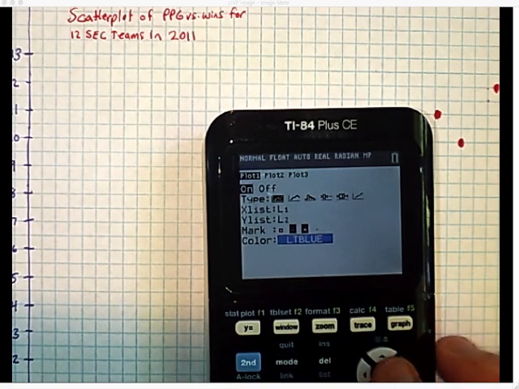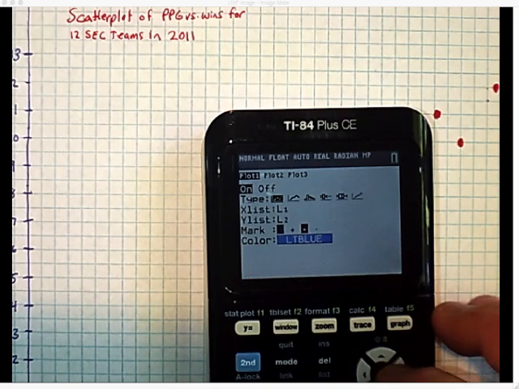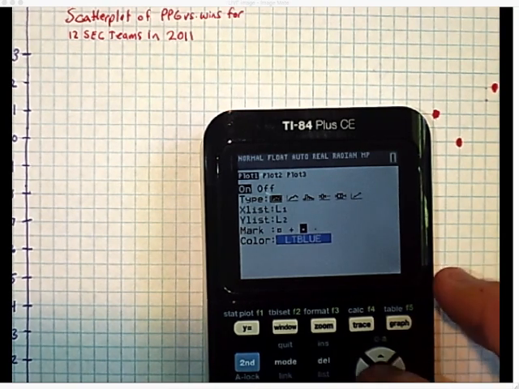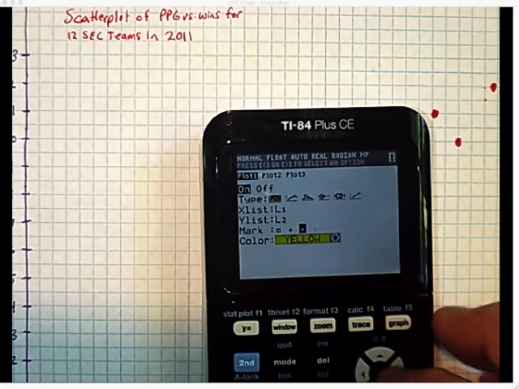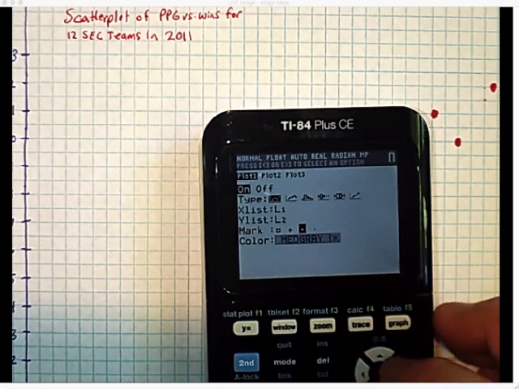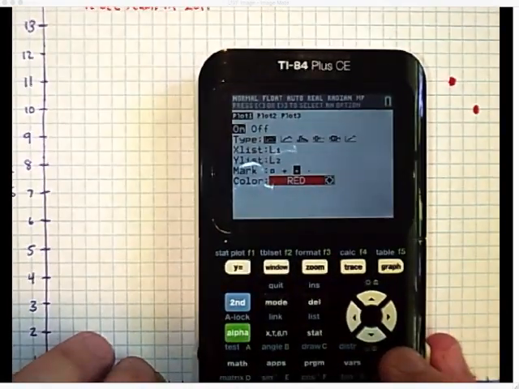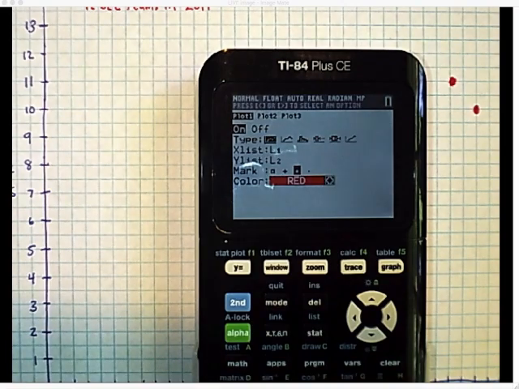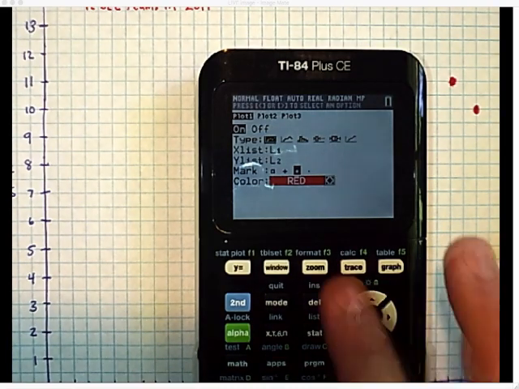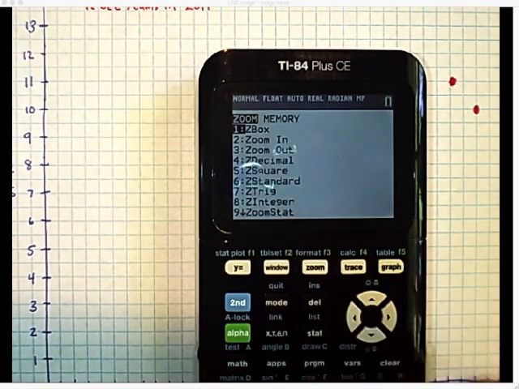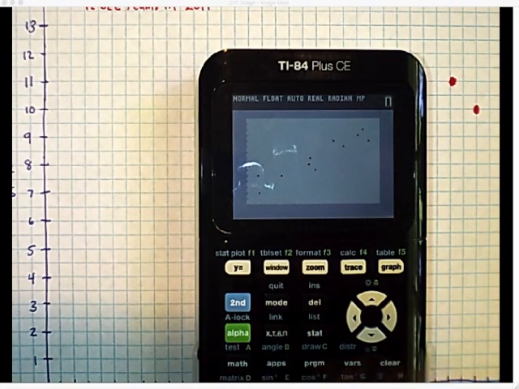You can choose what type of mark you have. You can put like an open circle, you can put a plus, you can put a big dot, you can put a small dot. I'm just gonna choose the big dot. And you can change the color if you'd like. And so I can change this to red, for instance. All right. So after you do that, okay, just go zoom stat. And there is our scatter plot.